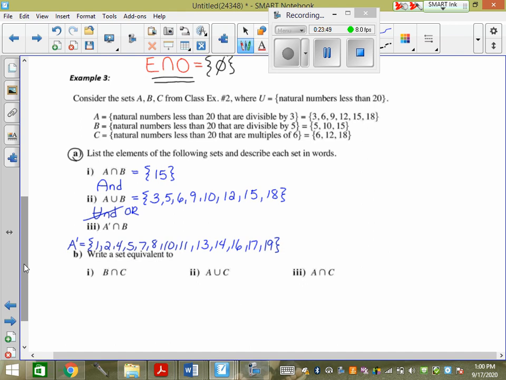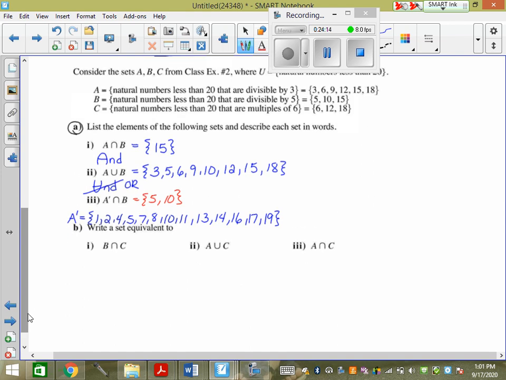Is 5 in both? Yeah. Is 10 in both? Yeah. Is 15 in both? Nope. So it's just 5 and 10. I didn't even look at the not A, I didn't go through all those. I went through the shorter one, because if it's not 5, 10, and 15, it can't be in both. I just compare the shorter one. Okay, you're going to try B.